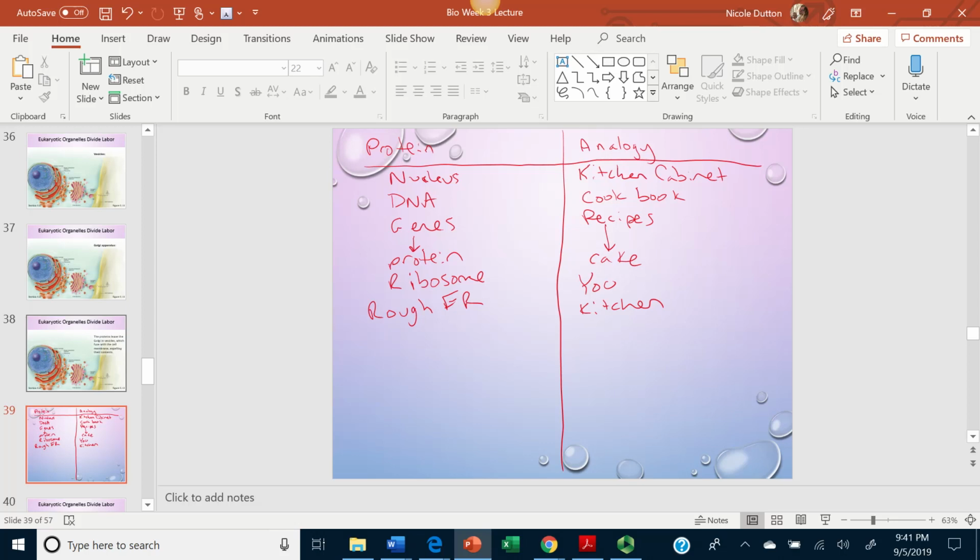So now your cake's made. So you're going to have to get in your car and drive to the post office. Because you want to ship it down to Arizona, you need to put it in a box and everything. You got to get it ready for shipment. Well, after your protein's made in the rough endoplasmic reticulum, it's going to be packaged in a vesicle, and then it's going to be taken to the Golgi apparatus.